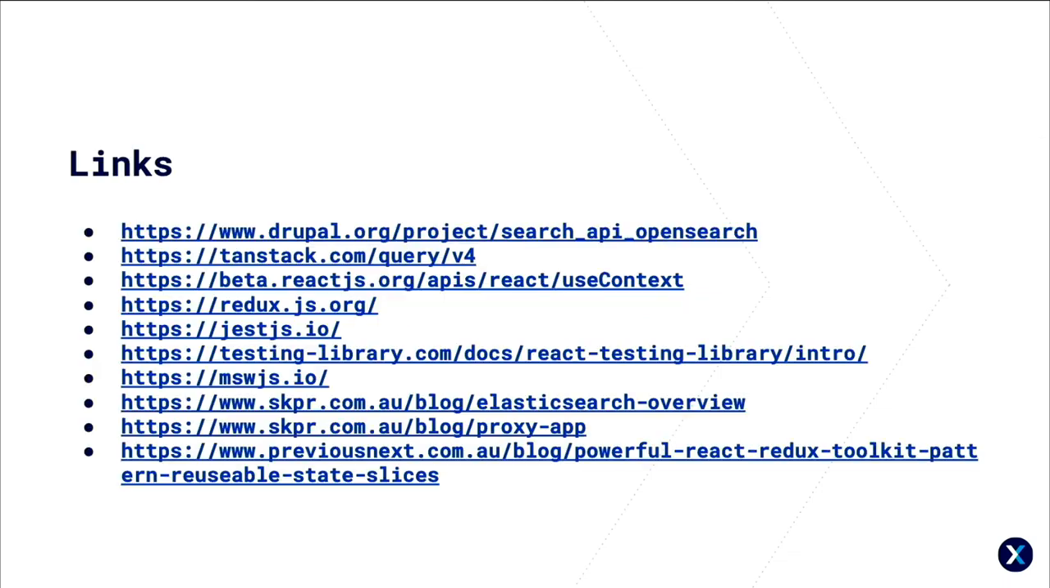Cool. So recapping all of that, we use Search API OpenSearch, as I said. We inject config into our React apps via block plugins that are embedded via Layout Builder. We query via our React apps using a read-only proxy that hits OpenSearch, and we smooth all that developer experience out with some pretty nifty React tooling.